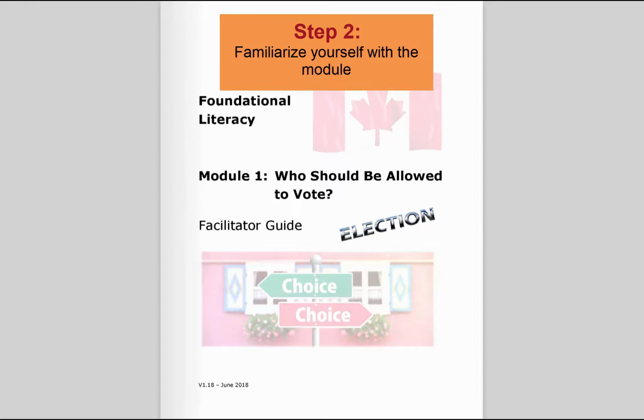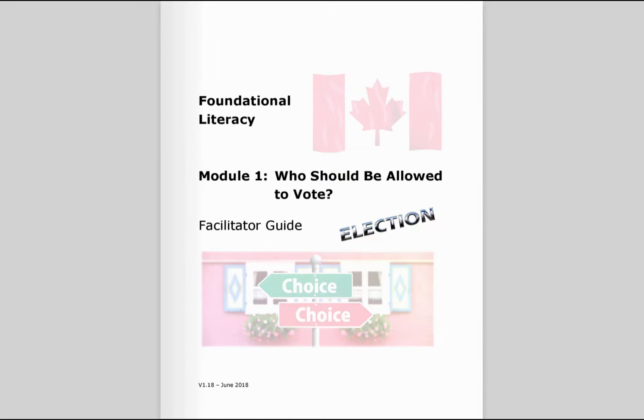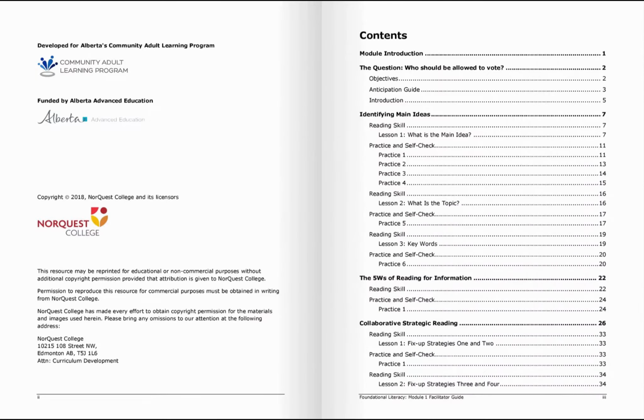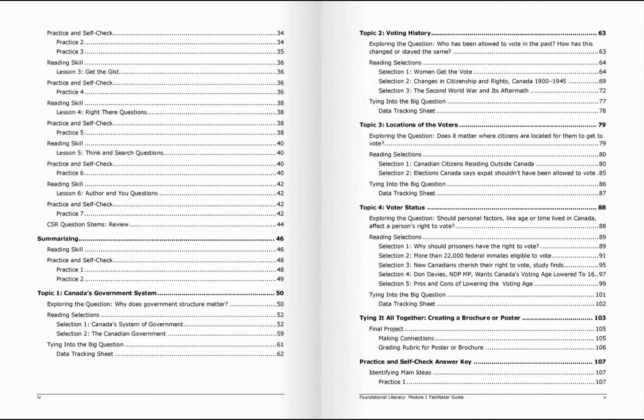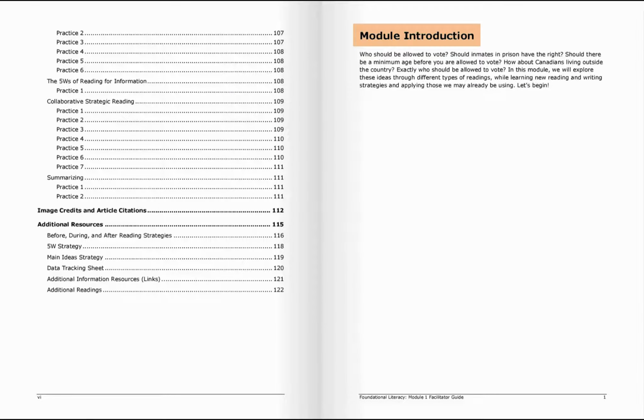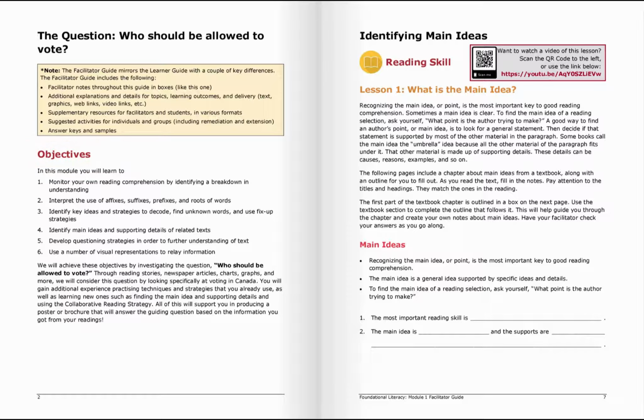Step 2. Familiarize yourself with the module. If you haven't already, read through the module introduction and the question sections of the module. The module introduction offers a very brief overview of the overarching question guiding the module, while the objectives section lists the outcomes the module is designed to achieve. If you are using the module with lower level learners, a brief review of these sections will suffice, as you will not be addressing the overarching question directly. Later, if your learner is ready for more advanced practice, come back to these sections before diving into the topics in the second half of the module.